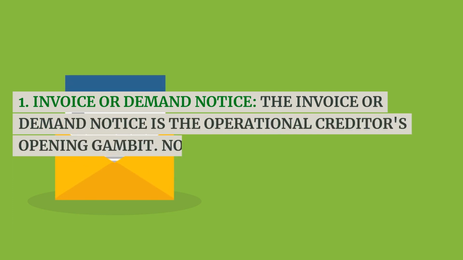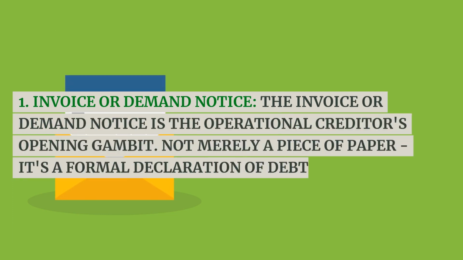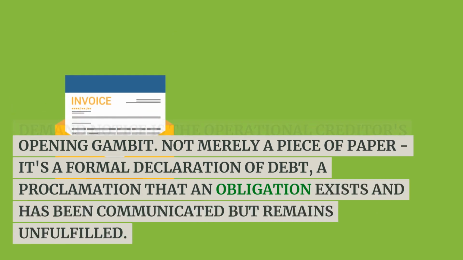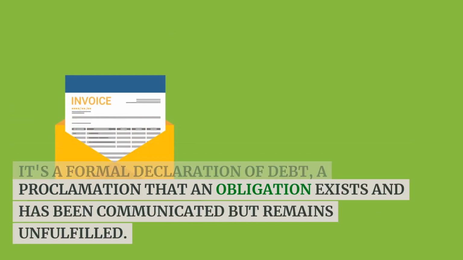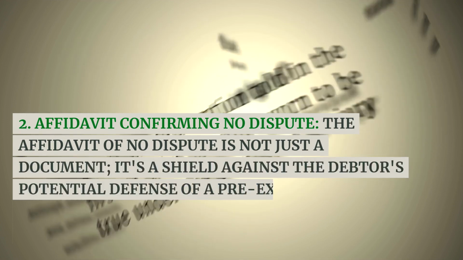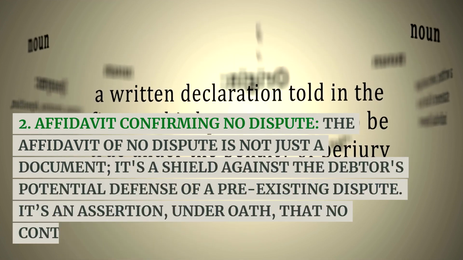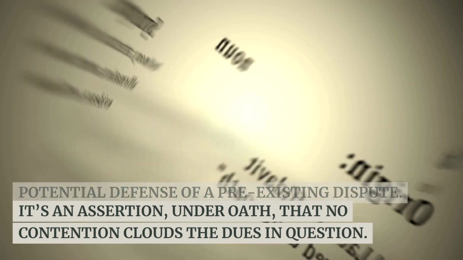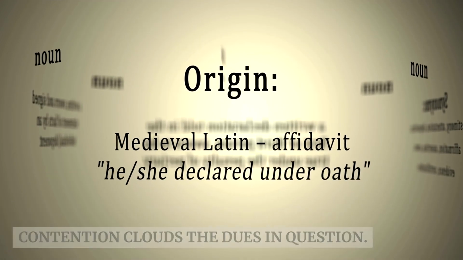The invoice or demand notice is the operational creditor's opening gambit. Not merely a piece of paper, it's a formal declaration of debt, a proclamation that an obligation exists and has been communicated but remains unfulfilled. 2. Affidavit confirming no dispute. The affidavit of no dispute is not just a document, it's a shield against the debtor's potential defense of a pre-existing dispute. It's an assertion, under oath, that no contention clouds the dues in question.